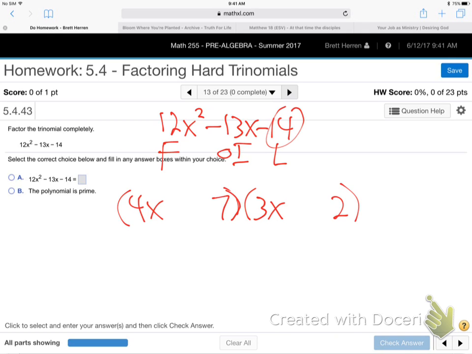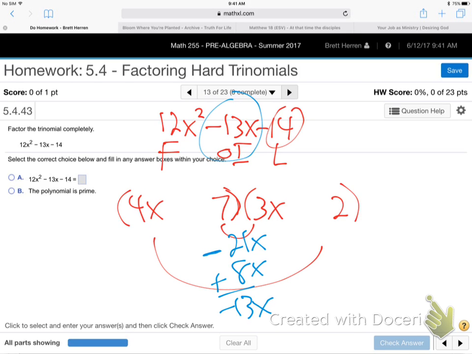Right? Let's check the 2 inner, the 2 outer. See if we've got happiness here. 21x, 8x. Can they make the middle minus 13x? Yes, the sign in the middle goes on the bigger. Right? That'll make minus 13x. Minus 21 plus 8, check it on your calculator, makes minus 13. So this sign goes straight up there, and the bottom one goes to the back. There we go.